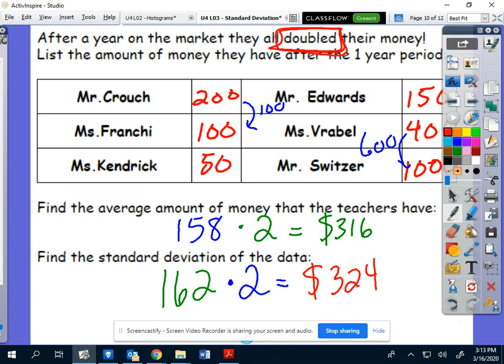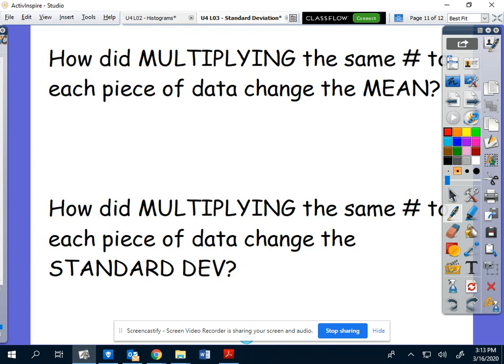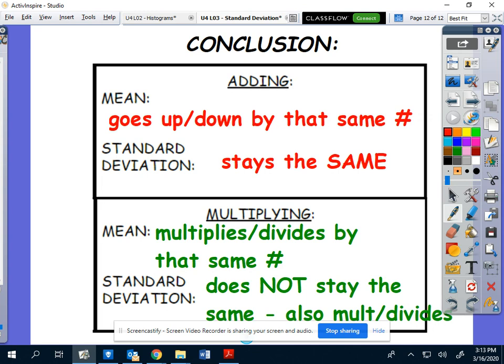So our takeaway here, the last thing we have to really understand, is that when we are adding, our mean goes up and down by that same number, right? If we add 5 to everybody, we're going to go up by 5. If we subtract 20 from everybody, we're going to go down by 20. But no matter what we do, if we add or subtract, the standard deviation stays the same. That's not going to change.